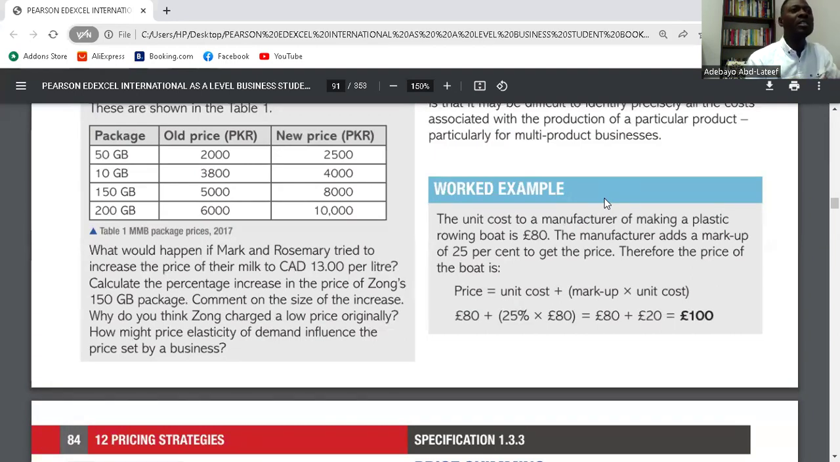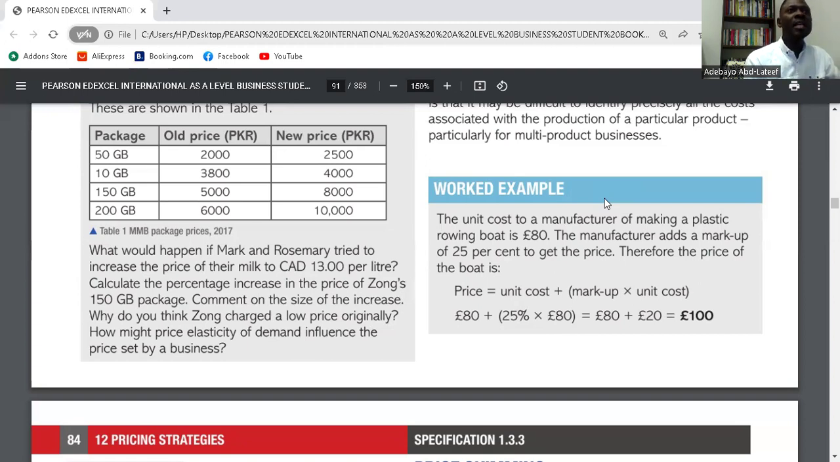So the problem about it is that for cost plus pricing, if you have incurred more cost than those of your competitors, that means the price you're going to charge will be higher than those of your competitors. Do you get my point? If you have incurred more cost than your competitors, because you are using cost plus pricing, you will charge a higher price than your competitors. The consequence of that is that your sales will fall.